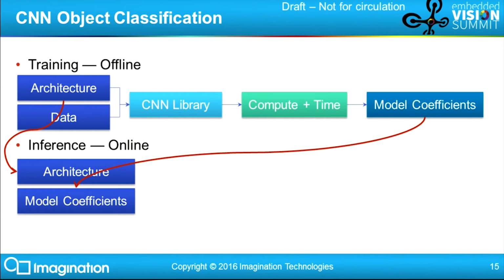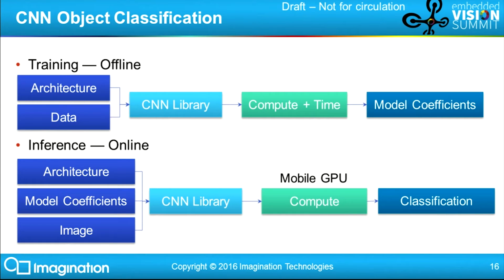And then the second stage of the life cycle of CNNs is the deployment. And this is where we're focusing for the mobile and embedded area. Inference is typically online, so you're very interested in high performance and quick response times. But it's something that's repeated a large number of times, so we're interested in maximum efficiency. So from the training stage, when we're online, we get our architecture, get model coefficients, and then we need our input image. Again, we use a CNN library, so we're looking to reuse the same processes from training. And then we have some compute for our inference, and here we're looking at mobile GPUs to perform the compute. And out of the end, you get some classification.